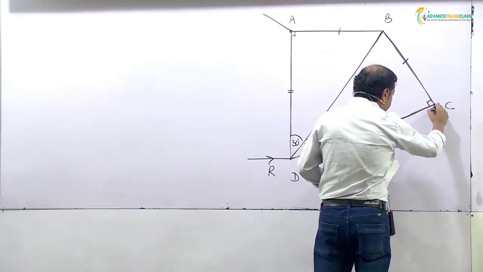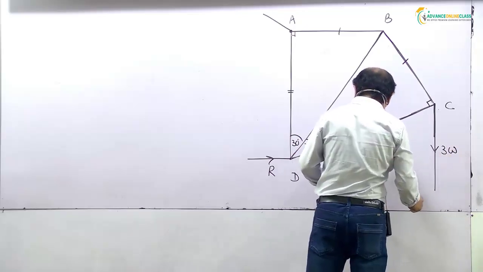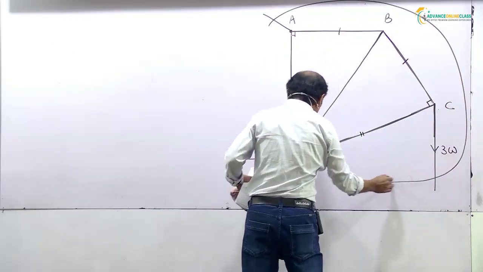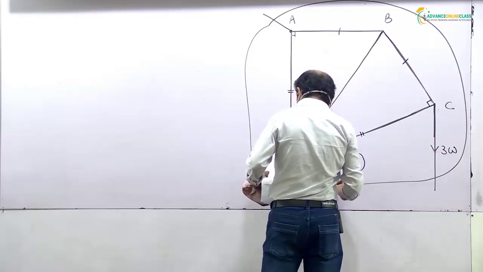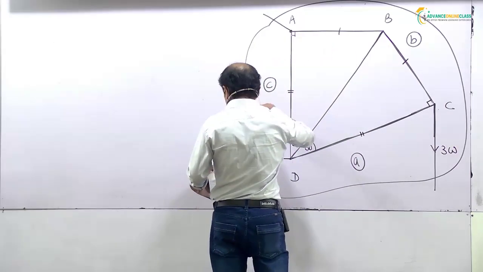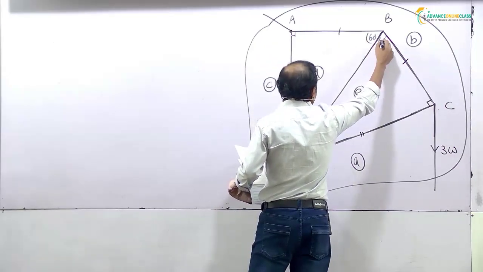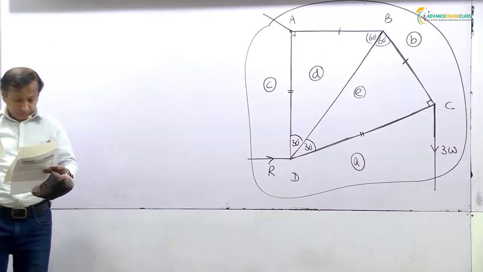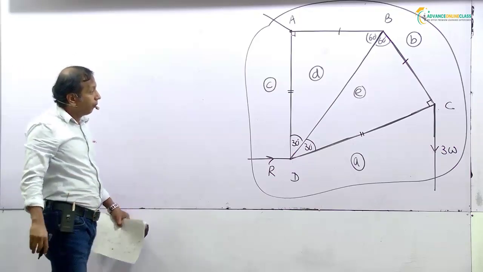And then 3W suspended here. This is region A, region B, region C, region D, region E. Right, this is 60. 60 here also 60. Right, now we'll draw.